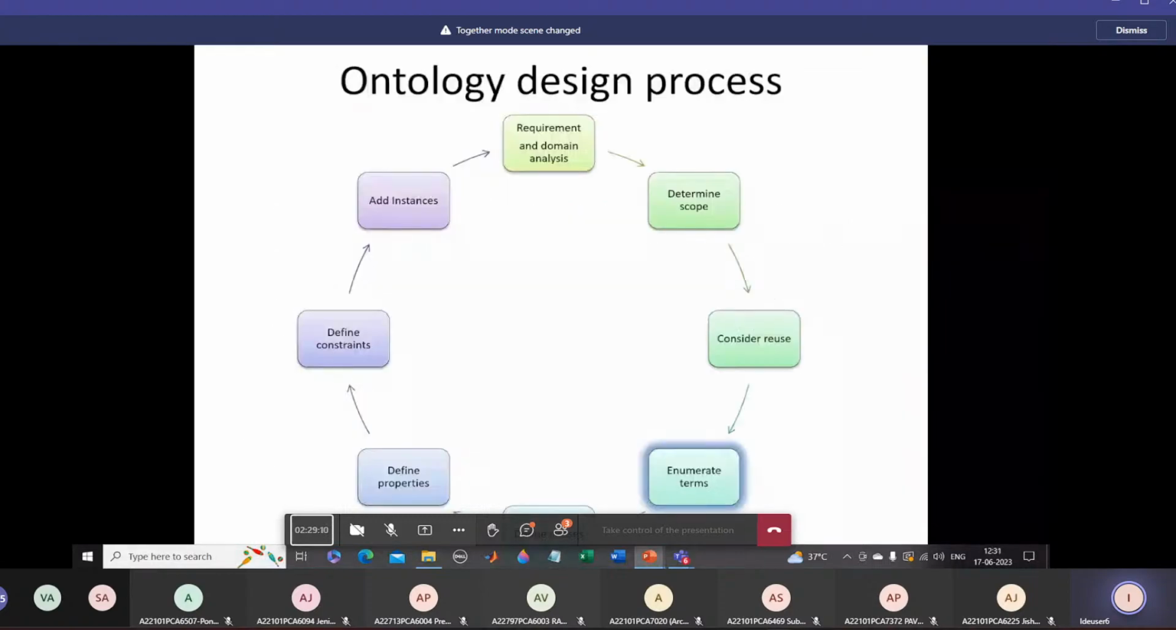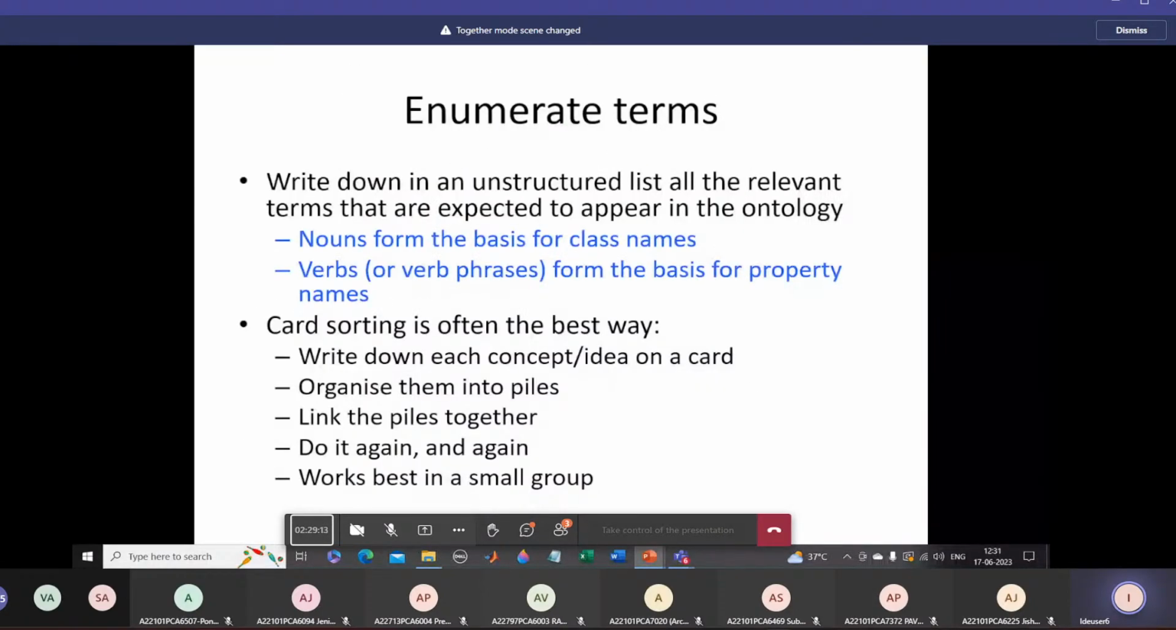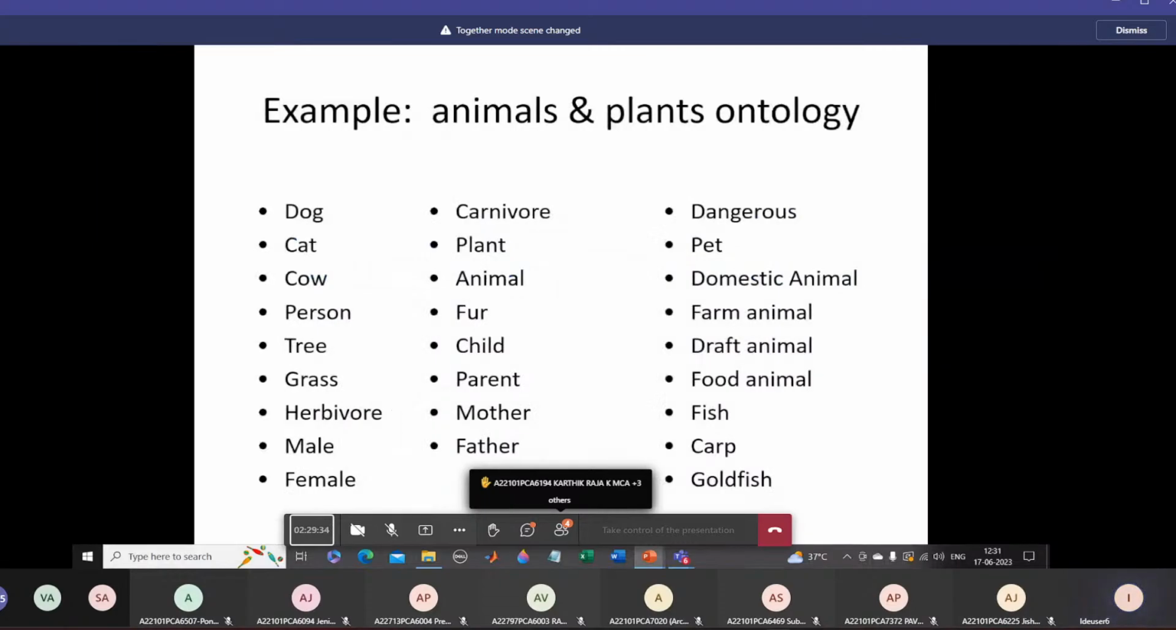And the next one is here, enumerate the terms. First, the unstructured list: you have to write all the relevant terms which are going to appear in the ontology. Then card sorting is often the best way. So write down each concept, organize them into files, then link the files together and do it again and again. And you can do it in a small group. Okay, that works best. So this is how we have the animals and plants ontology. How can we have this? First, we are writing all the terms, right?